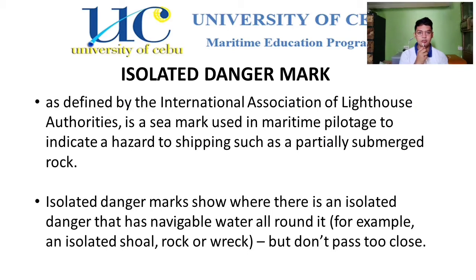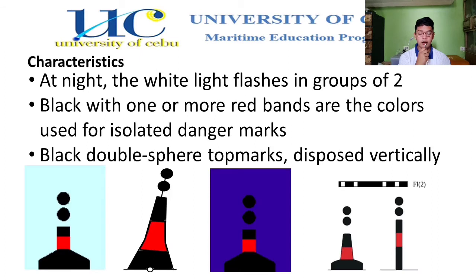On the Admiralty charts, the position of the danger is the center of the symbol or surrounding indicating the danger. So the symbol indicating the isolated danger buoy will inevitably be slightly displaced. So for the characteristics of the isolated danger mark, for the top mark, a black double sphere top mark is disposed vertically. This is a very important feature of the isolated danger marks and is carried whenever practicable.